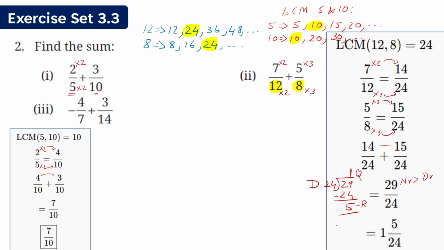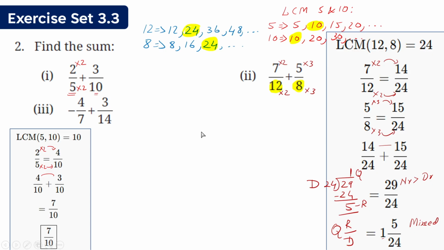So we write it in this form, Q R over D. Quotient is 1, so we write the 1. The remainder is 5, it's written above, and the divisor is 24. So this is 1 and 5 over 24, and this is called a mixed number because mixed numbers are a combination of a whole number and a fraction. So this is a mixed number.